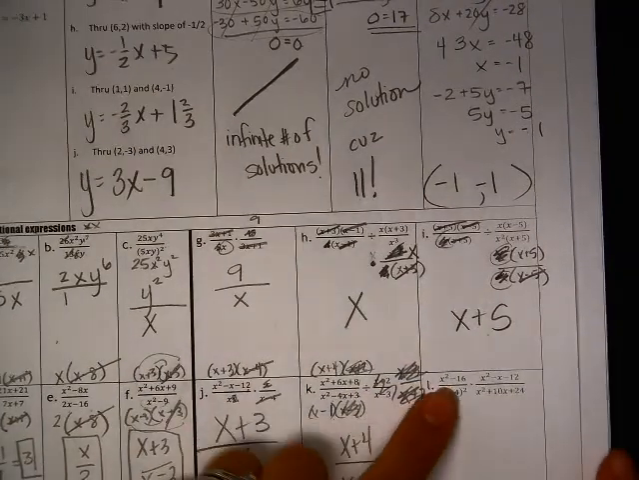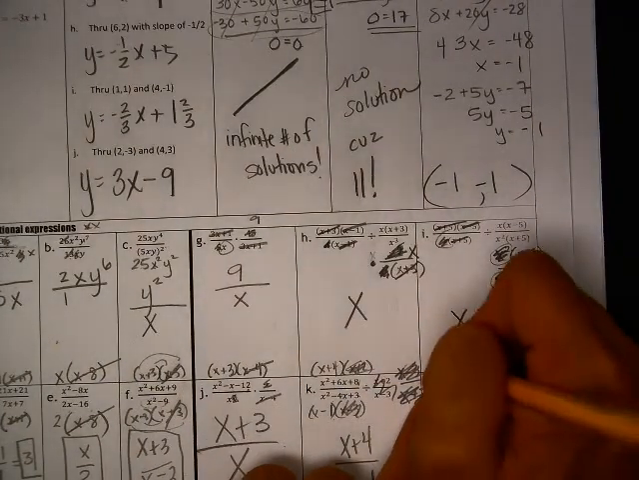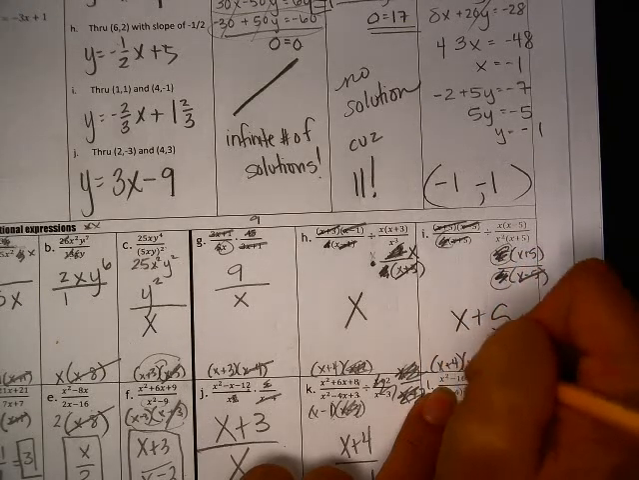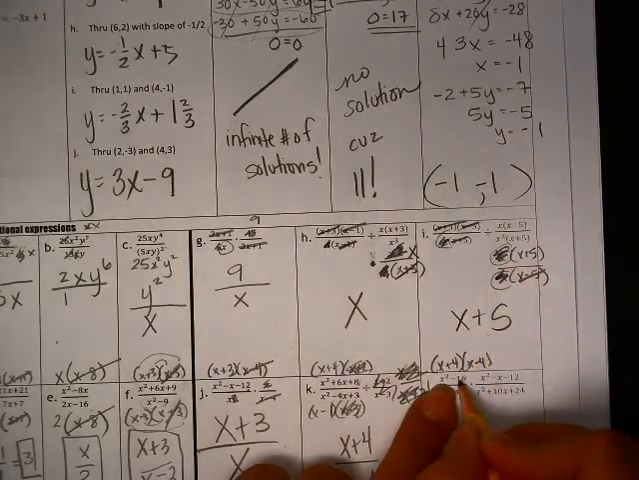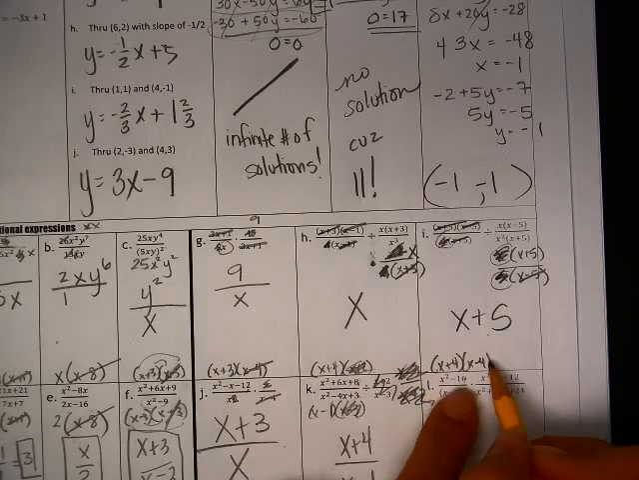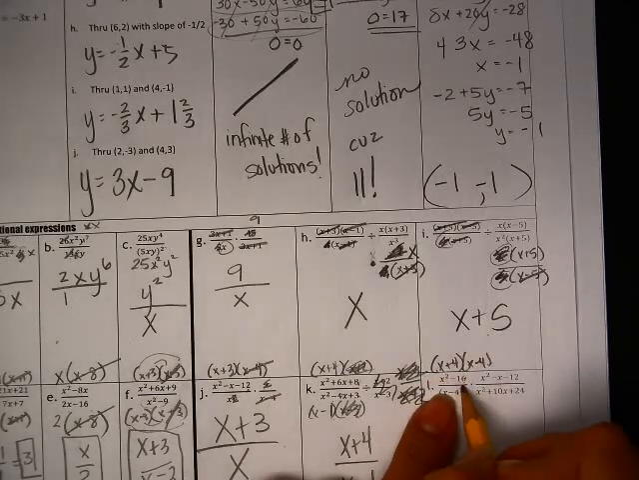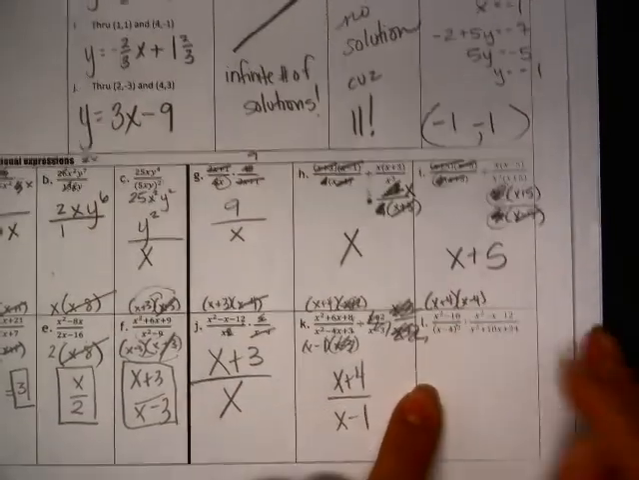Here's our last one. Difference of two squares, x plus 4, x minus 4. So it is square root of that, and then the square root of that. Again, 4 times negative 4 has to give me negative 16, and x times x has to give me an x squared.